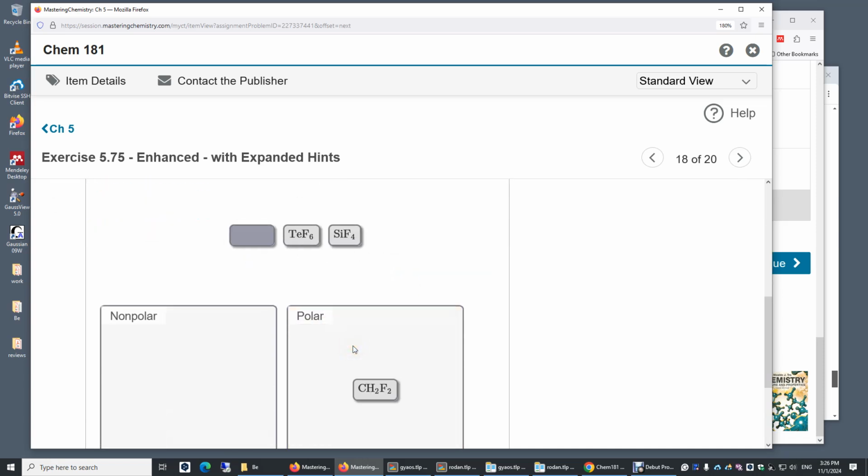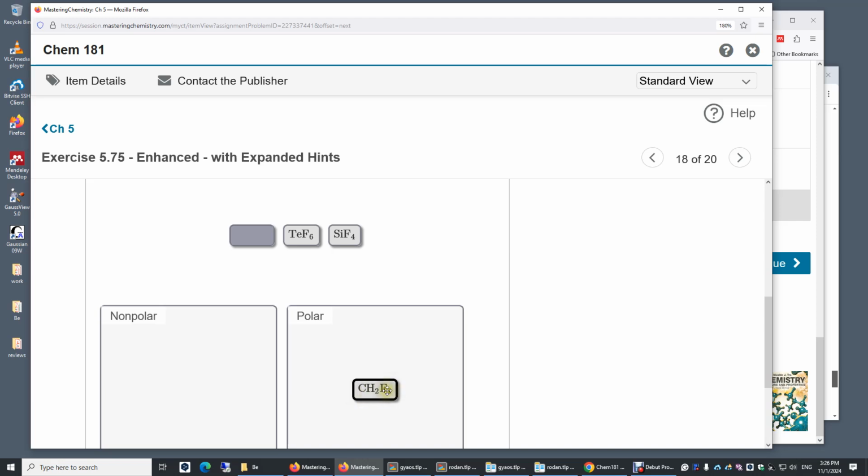CH2F2, it's polar. It's because carbon forms 4 single bonds with 2 hydrogen atoms and 2 fluorine atoms. The electronegativity of carbon is 2.5, hydrogen 2.1, fluorine 4.0. The 2 fluorine atoms would like to attract the shared electrons toward themselves. That's reason 1. Reason number 2.